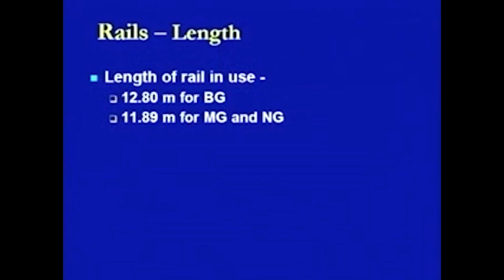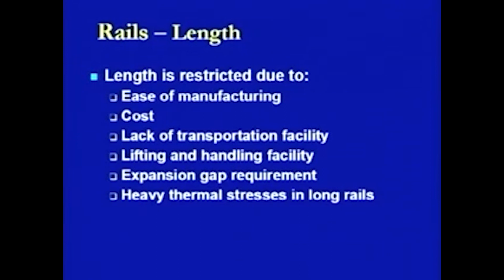The other aspect related to rails is the length of the rail sections. The rails are manufactured in different lengths. In the case of the broad gauge, it is 12.8 meters, and in the case of meter gauge and narrow gauge, it is 11.89 meters. So, this is the length of rail sections which is used.